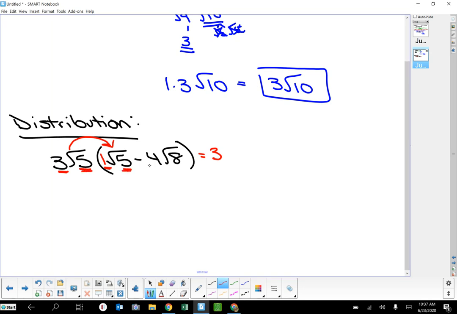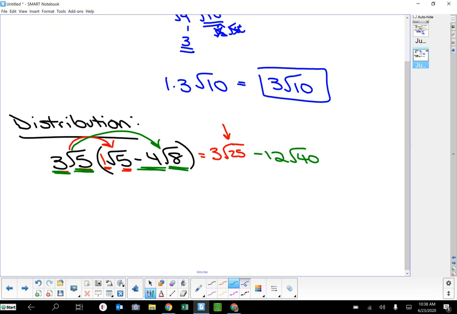Rad 5 times rad 5 is rad 25. Some of you are going to want to skip ahead and make that just a 5. And if you want to, that's fine with me. But for those of you that need to see all these steps, I'll actually do those for you. And then the second term is going to be 3 rad 5 times negative 4 rad 8. So 3 times negative 4 is negative 12. Rad 5 times rad 8 is rad 40. And now it becomes an addition and subtraction problem, which you've already done.